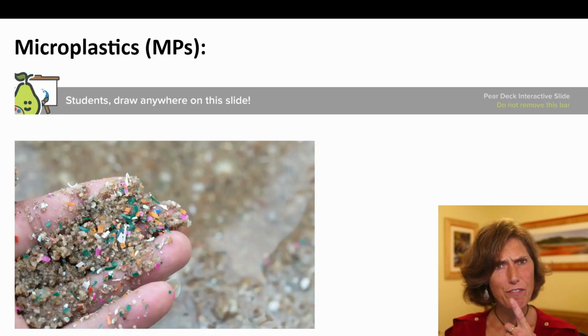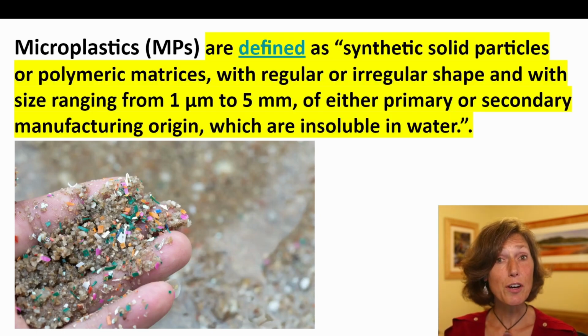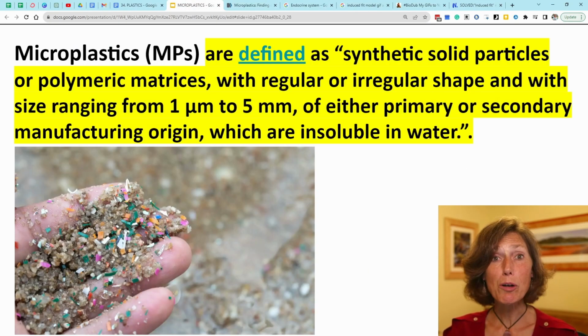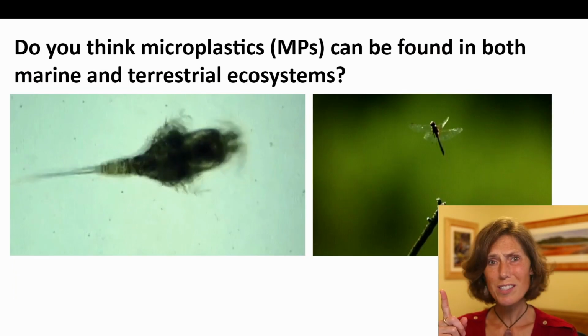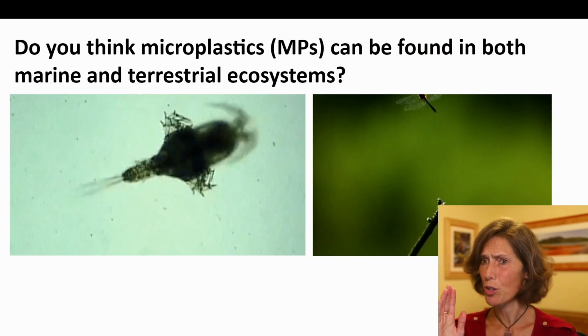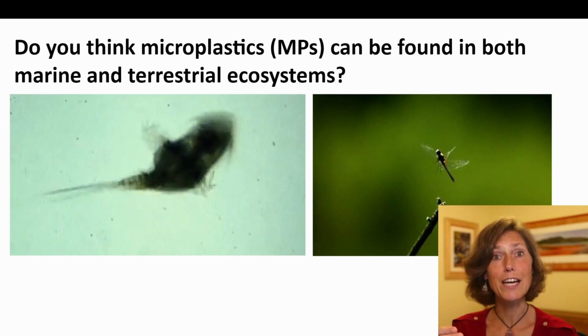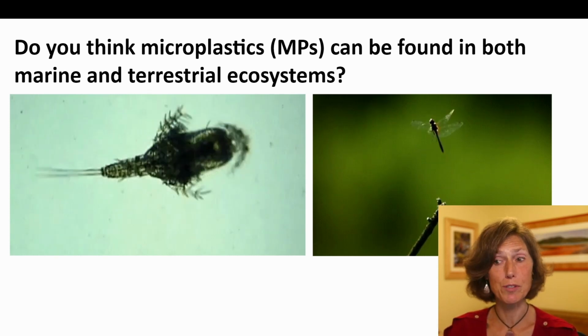But how should we define what microplastics are? Again, a Pear Deck interactive slide allows students here to draw. I found a great definition taken from this source. Microplastics are tiny, 1 micrometer up to 5 millimeters in size. They are not soluble in water. What's the next question that comes to mind? Do you think microplastics can be found in both marine and terrestrial ecosystems?